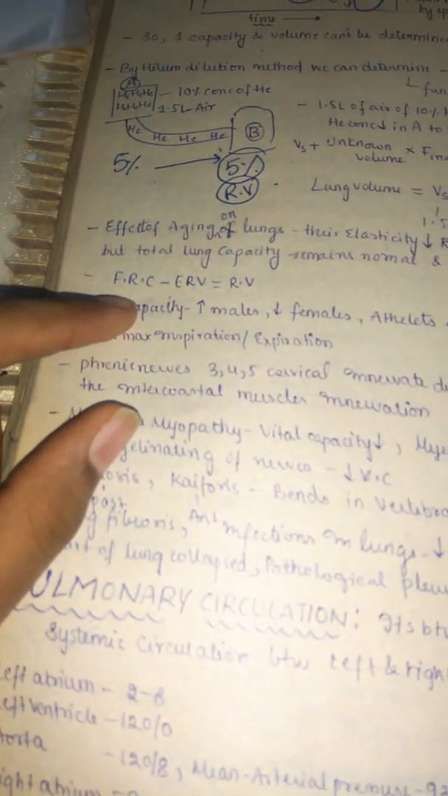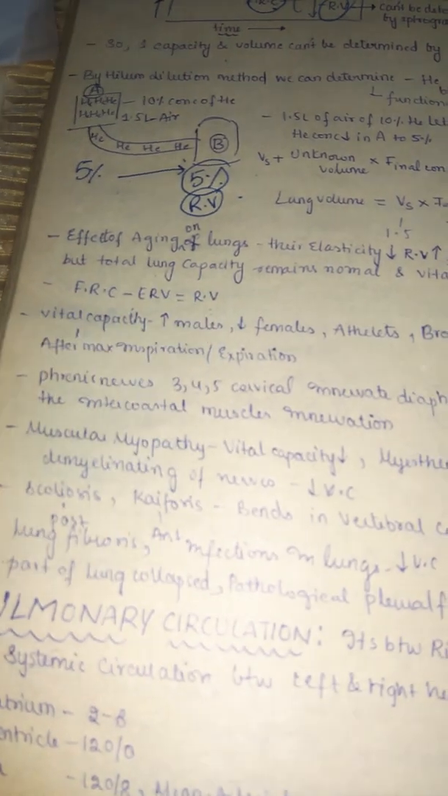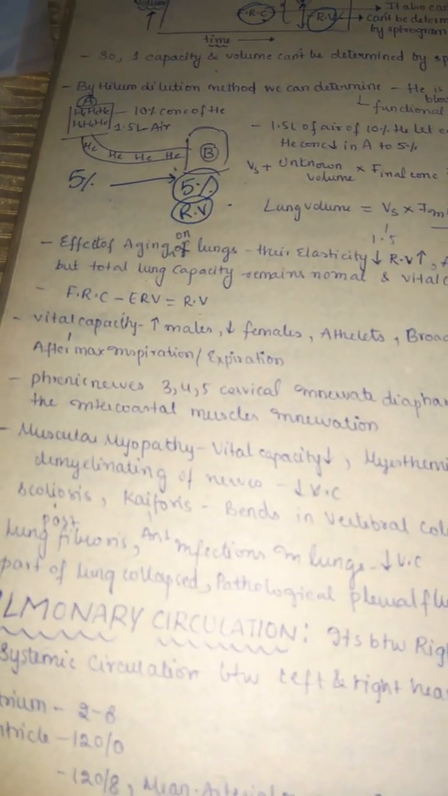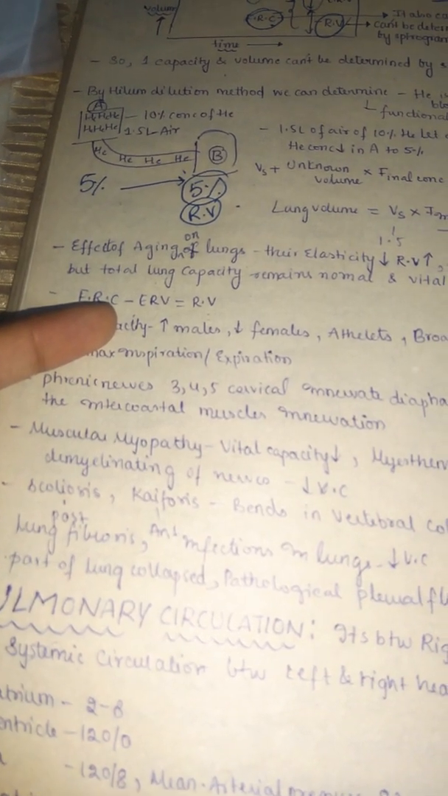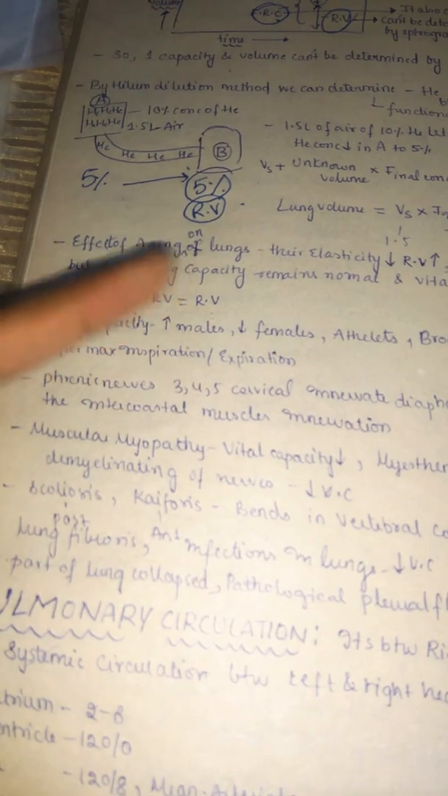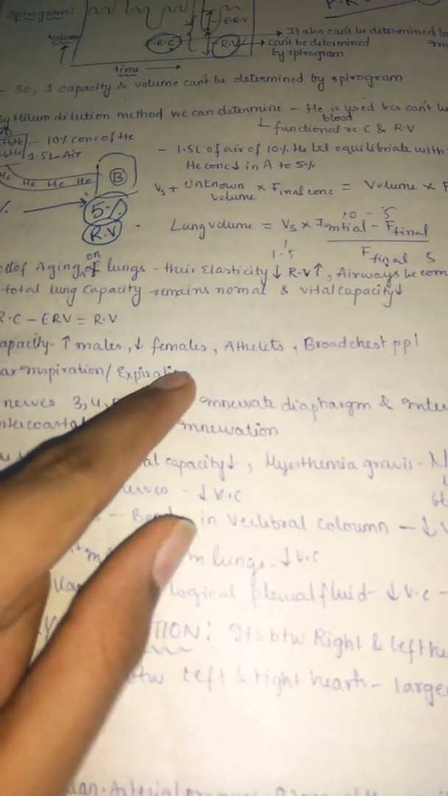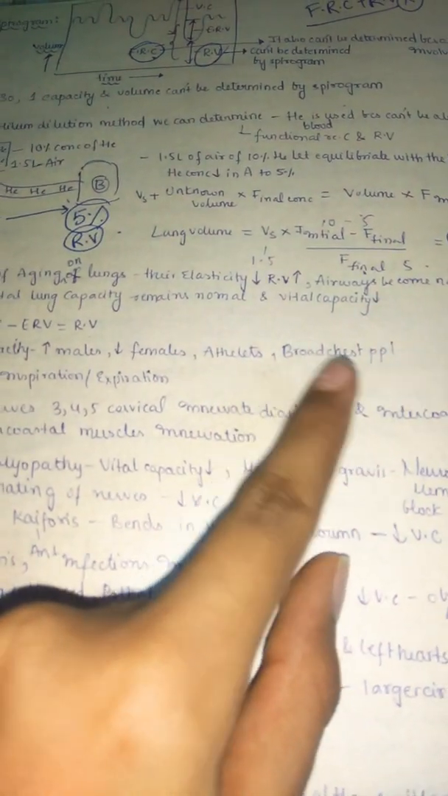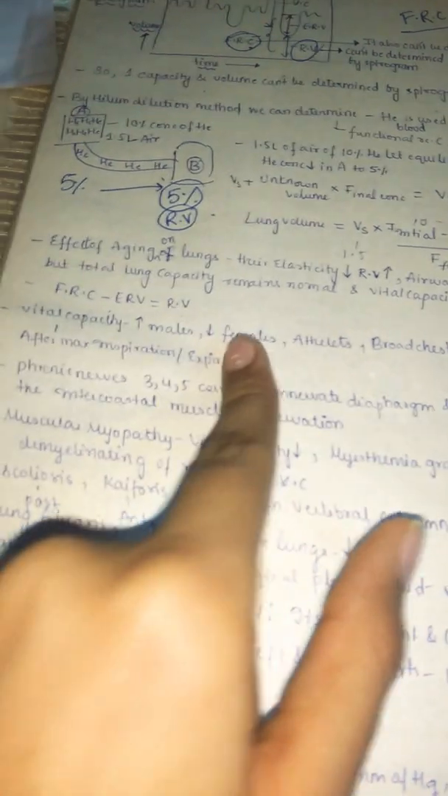So here we have FRC, that is functional residual capacity, minus expiratory reserve volume gives you the residual volume. Yes, we know this because functional residual capacity is nothing but residual volume plus expiratory reserve volume. So if you change that formula, you can get this. Vital capacity is more in males and less in females, and also more in athletes and broad-chested people, but in females it is less.